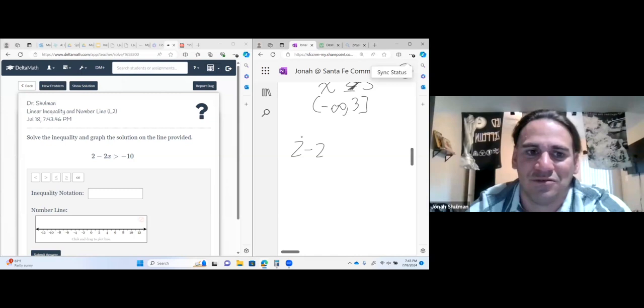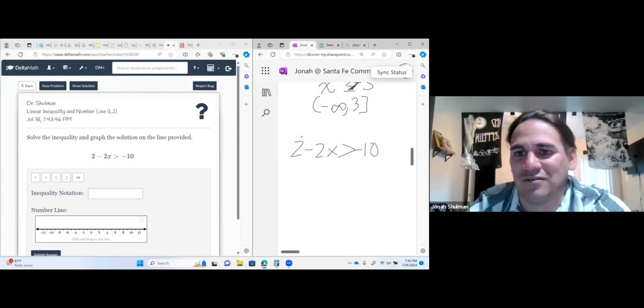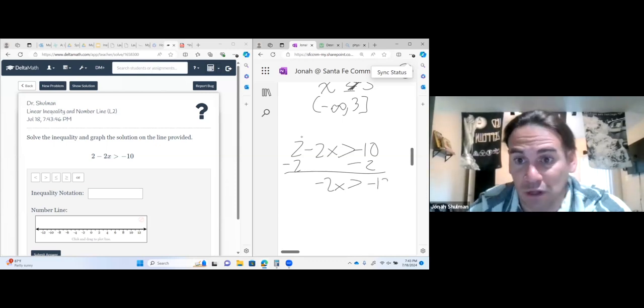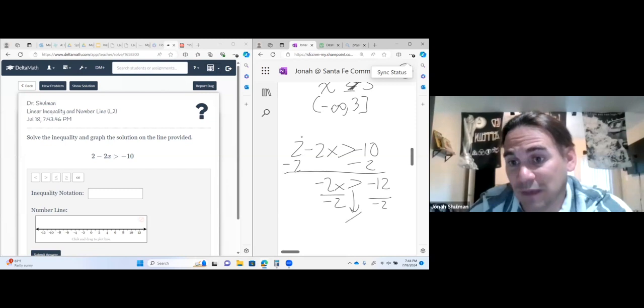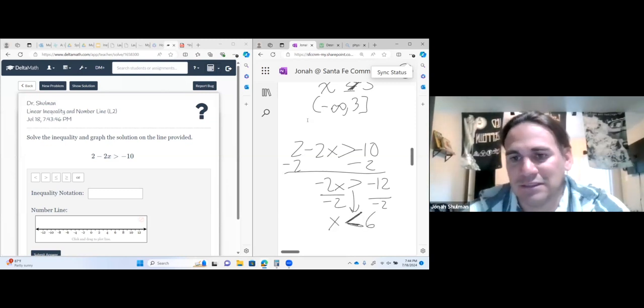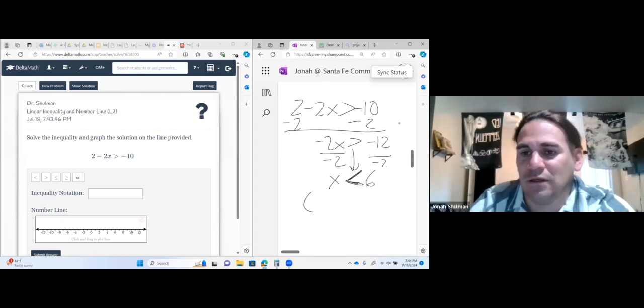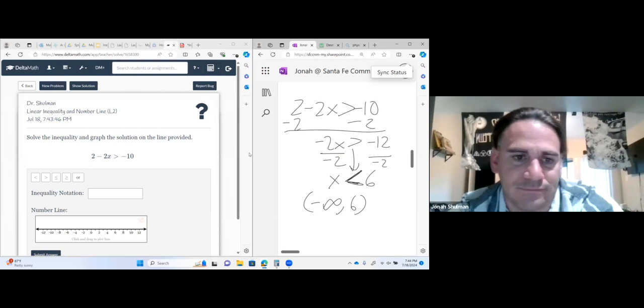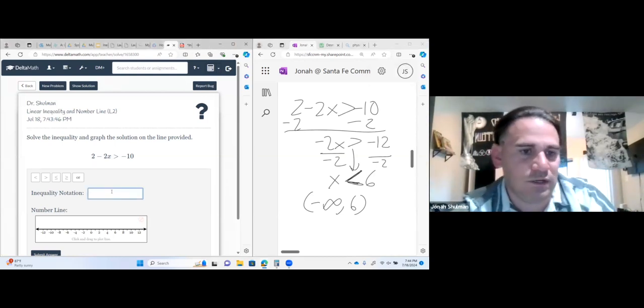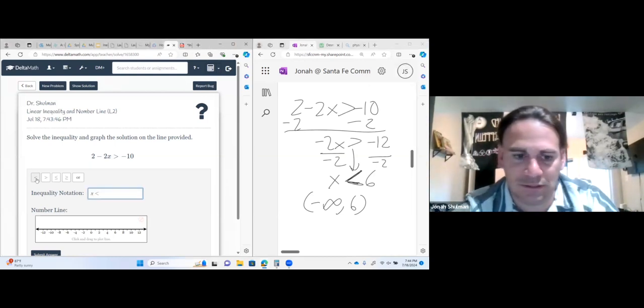So 2 minus 2x is greater than negative 10. We subtract 2. Negative 2x is greater than negative 12. Divide by negative 2. Now I'm not just going to say it flips. I'm actually going to flip it. And so it's going to be less than 6. And this is going to be from negative infinity to 6 parentheses. So x is less than 6.